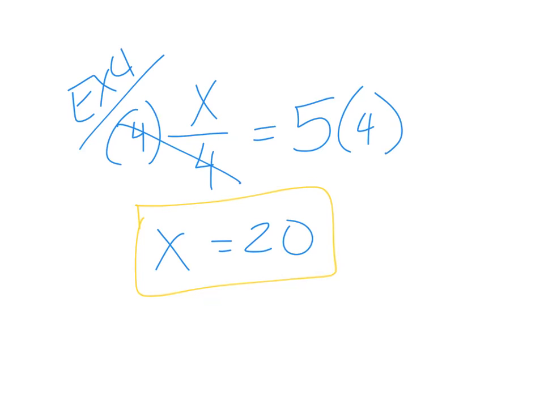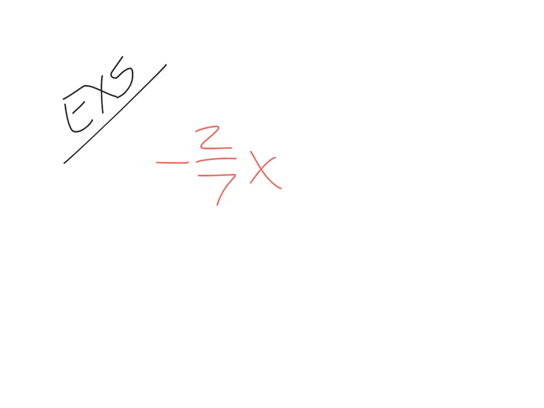Any questions on any of those operations? Pretty simple, right? All right, so now we're going to make it a fraction. Let's complicate it just to make sure we know what we're doing. All right, this is example 5. We have negative 2/7 x equals 4.